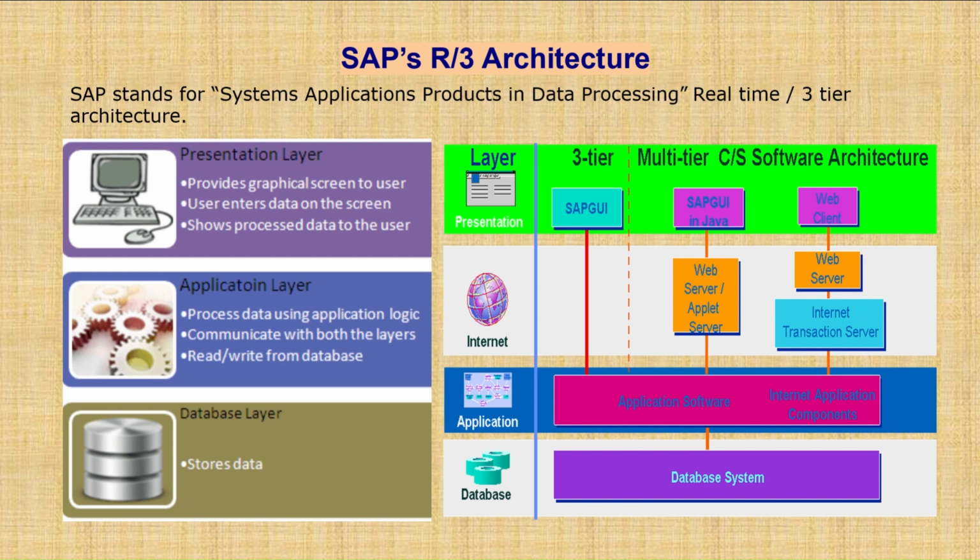Its architecture is a 3-tier architecture. It means 3 different layers are involved in it. One is the presentation layer, second the application layer, and the database layer. The presentation layer includes the input screen and the output screen, the SAP graphical user interface, where you get the input and the output part. We can say it is an input-output screen.